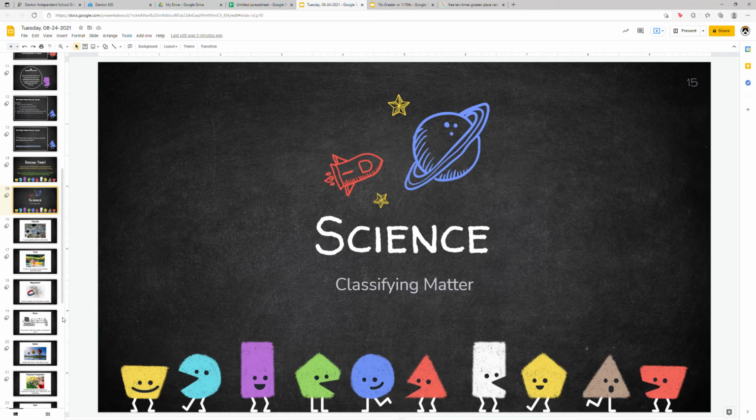And it's time for science again. We are still talking about classifying matter in this first portion of our science unit. On the next couple slides, we're going to look at some of the picture vocabulary, which we've actually gone over previously, but not everyone has had the chance to see. So let's cover those terms first.